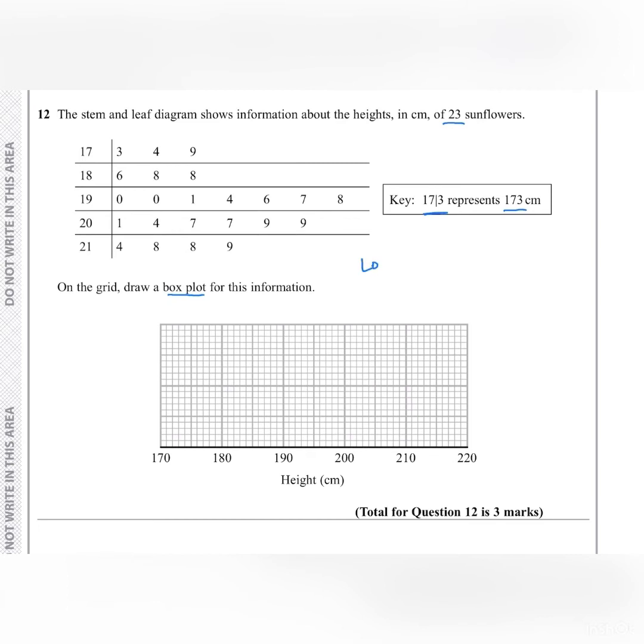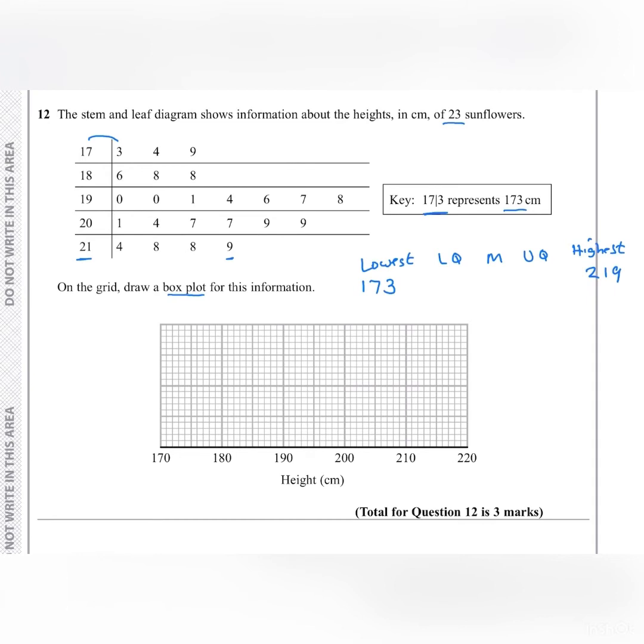Now on the box plot, we need 5 pieces of information. We need the lowest value, the lower quartile, the median, the upper quartile, and the highest value. Now looking at your stem and leaf diagram, the lowest value is 173. And the highest value is 219. And we can find the median, lower quartile and upper quartile from the stem and leaf diagram.